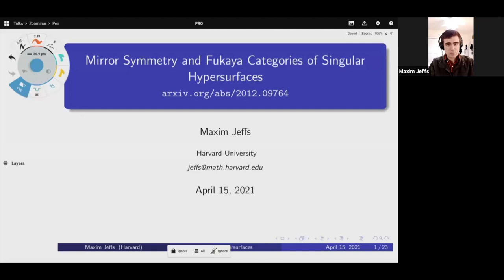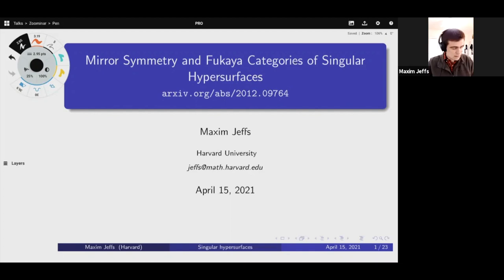Hang on, let me share my screen. Is that visible? Fantastic. Please let me know if there are any technical problems, if you can't hear me or my screen freezes or something to that effect. I can't really see the chat, so if there are any questions in the chat, please let me know. I'm sorry about that.